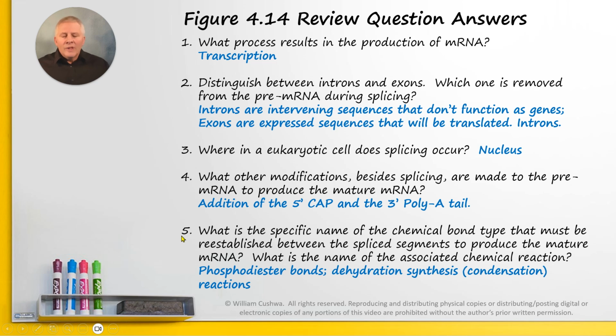Question number 5, what's the specific name of the chemical bond type that must be reestablished between the spliced segments, meaning the exons, to produce the mature mRNA? And what's the name of the associated chemical reaction? Remember, adjacent nucleotides are joined by a type of covalent bond called phosphodiester bonds. And those bonds are created by the process of dehydration synthesis or condensation.